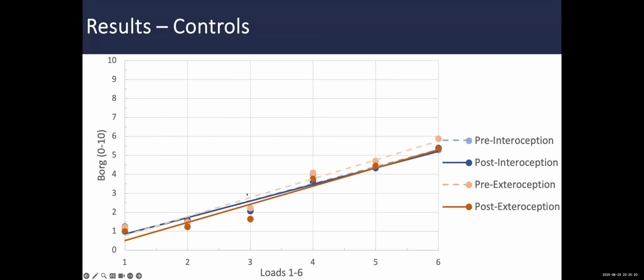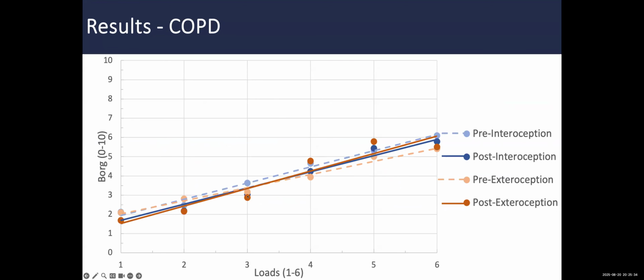So, preliminary results. Here you can simply see the load number plotted against the Borg rating for each of the 4 conditions. And as expected, Borg ratings increase linearly with load number for controls and for COPD patients.